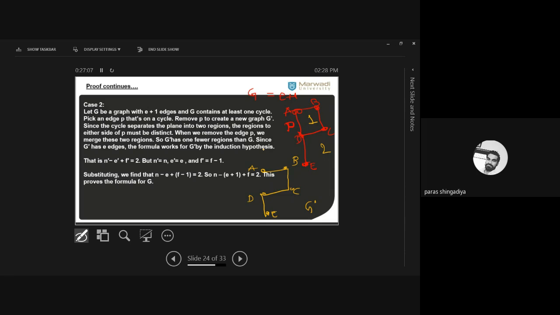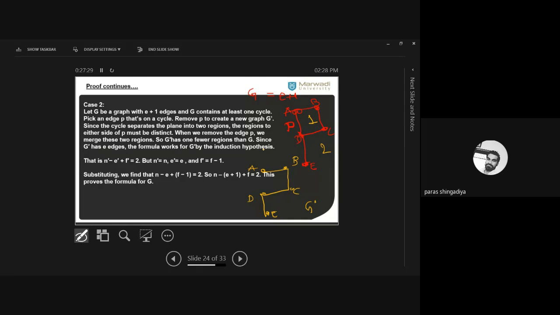Both have the same number of edges, but there is a difference in the faces. G dash has one fewer region than G. So what does it mean? That is, F dash is equal to F minus 1. Clear? F dash is equal to F minus 1.